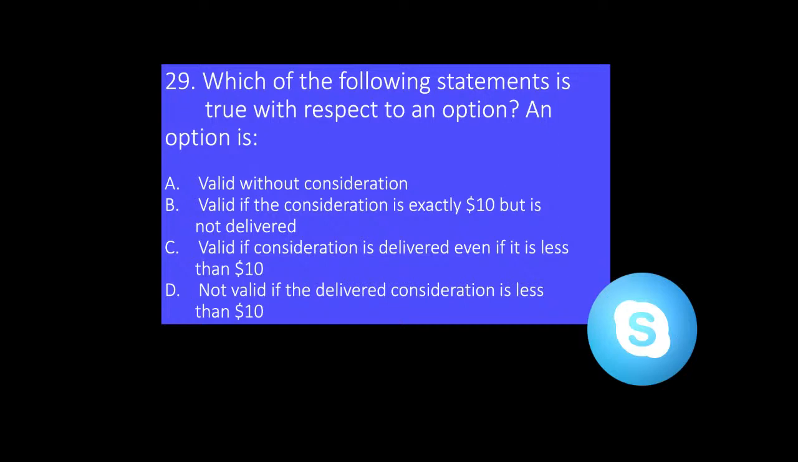Yeah, B is weird. How can consideration be exactly $10? They use monetary $10 as a marker for whether that is a valid option, so I don't know why it's $10 there. I'll go with C, and then you can tell me why it's wrong or right. So C is your final answer, is that right? Yeah. All right.